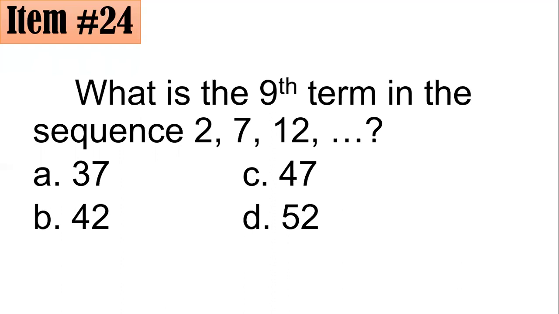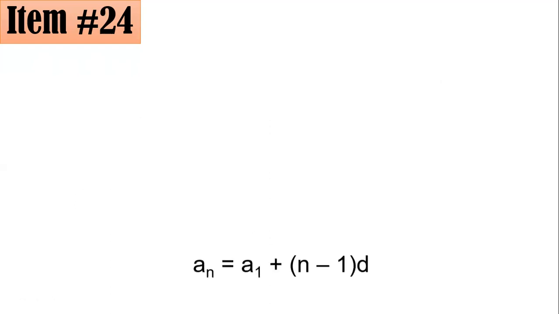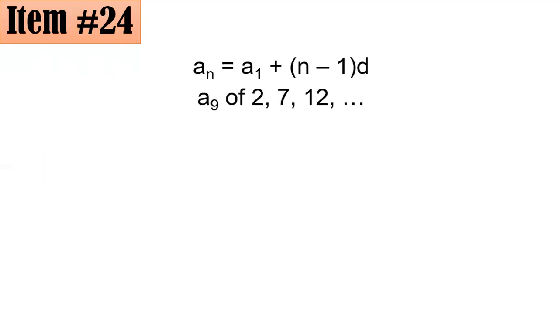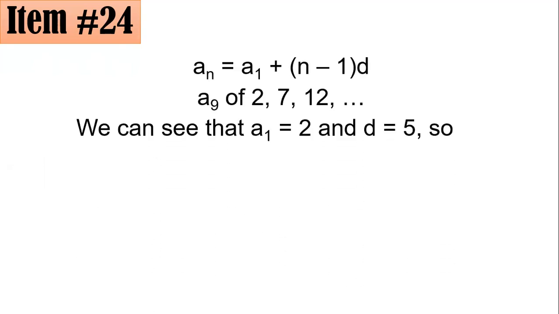What do you think? You could see that from 2 to get to 7, you add 5. From 7 to make 12, you add 5 as well. So this appears to be an arithmetic sequence with first term 2. And that's why a sub 1 is 2. And the common difference is 5. And I hope we could still remember the formula for the nth term of an arithmetic sequence.